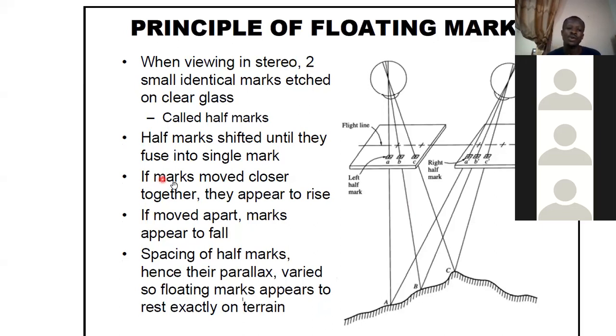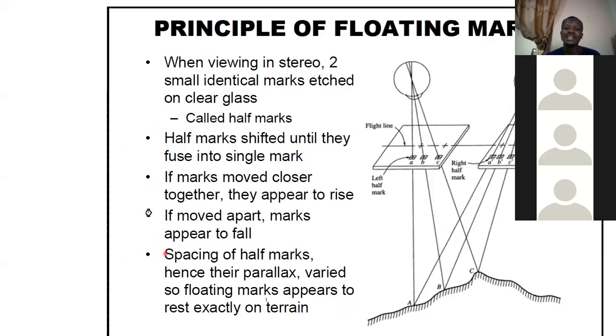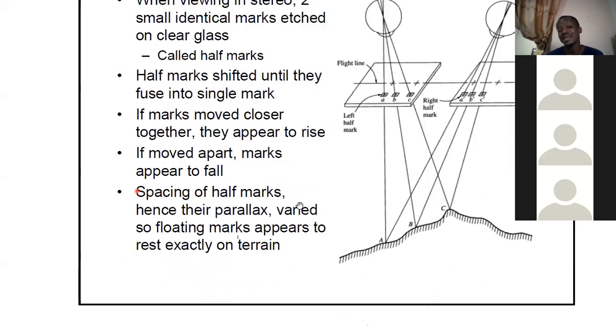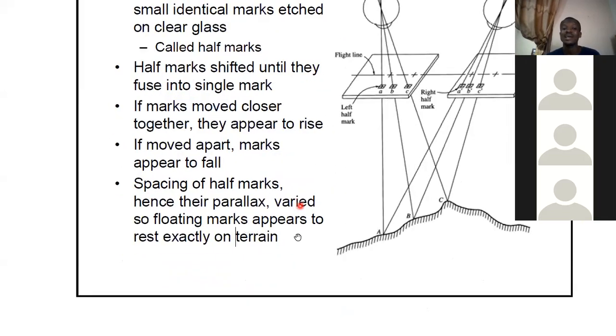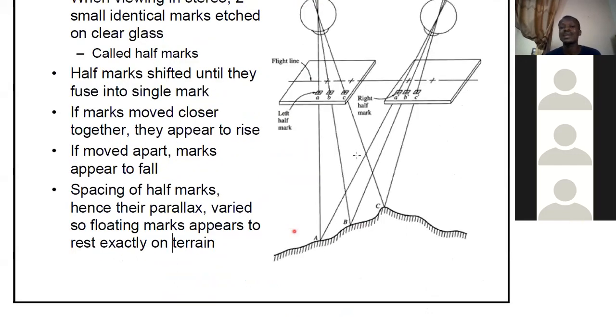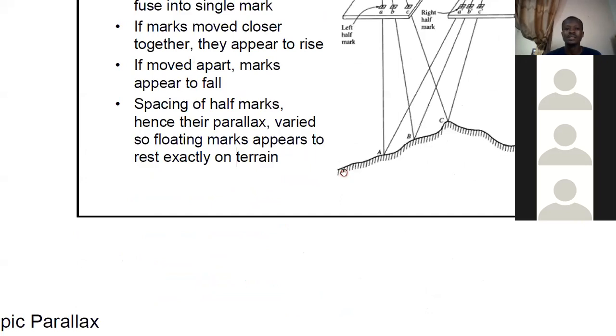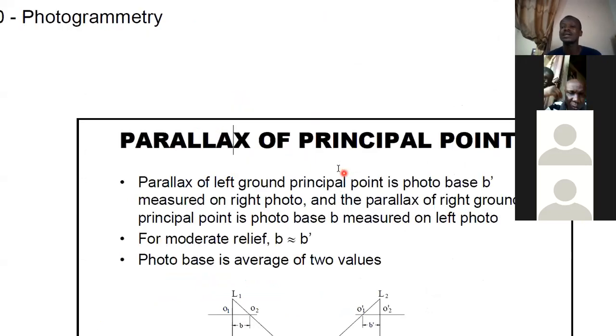And so the last one down here, we are saying that spacing of half marks, since they are parallax, are varied, so floating marks appear to rest exactly on the terrain. So we can just play with it. It's a very nice way to trick ourselves to believe that there's a mark that's actually lying on the surface of interest.